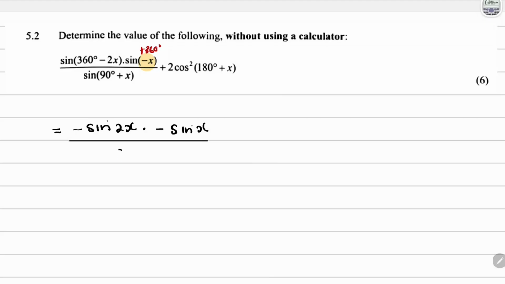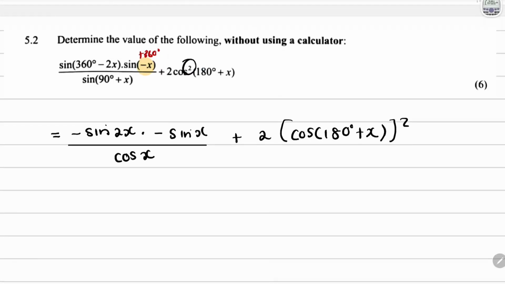Okay, so that simplifies to positive cos x. Then we continue plus, and we have 2 cos squared of 180 degrees plus x. Now, regardless of whether the cos of 180 degrees plus x becomes positive or negative, it still gets squared. If you simplify that, you see that it is tan's quadrant, 180 degrees plus theta, so it becomes negative cos x. But then it gets squared, so it becomes positive afterwards. So that is 2 cos squared x.